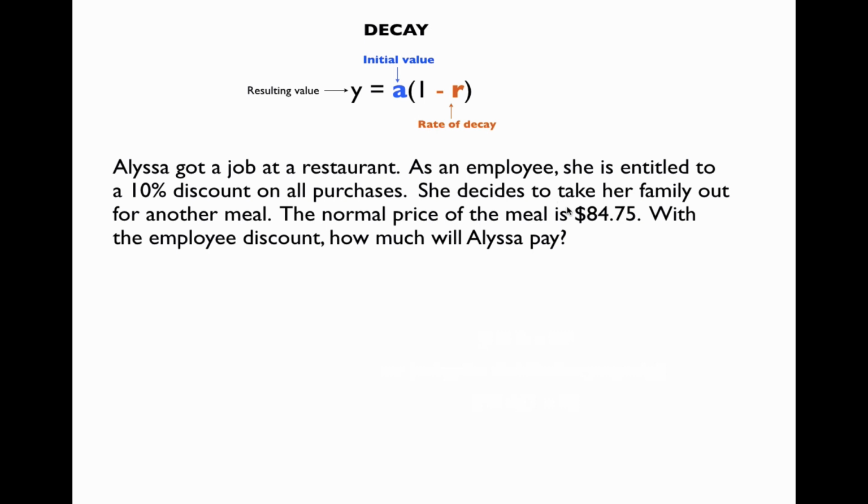So here, $84.75 is our initial value. And our rate of decay, because it's a discount, is going to be 10%. Or you can think of it as, a rate of decay is always negative. So if we're decreasing the value by 10%, then we're taking away this ratio, so this is going to be negative 10%. And when we plug that into the equation, what we get is 84.75 times 1 minus 10%, which would give us 84.75 times 0.90, and that's equal to $76.28.